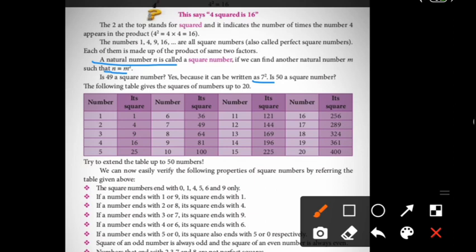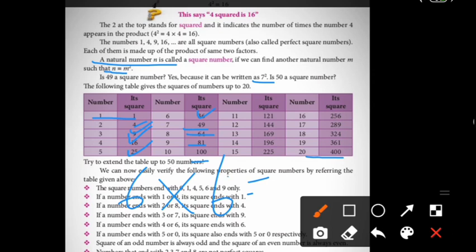Given such a table, the following table gives the squares of the numbers up to 20. Here 1 one is 1, 2 twos are 4, 3 threes are 9, 4 fours are 16, 5 fives are 25, 6 sixes are 36. This is 6 into 6. 7 sevens are 49, 8 eights are 64, 9 nines are 81, 10 tens are 100, and so on up to 20 into 20. 20 twenties are 400.